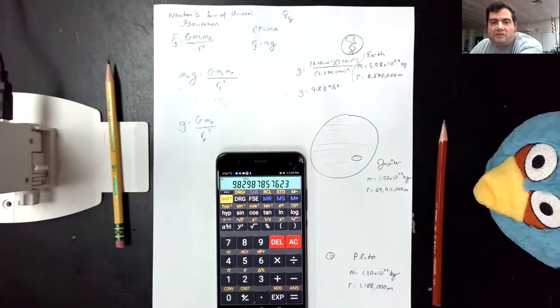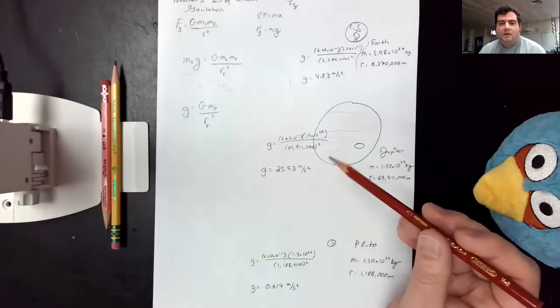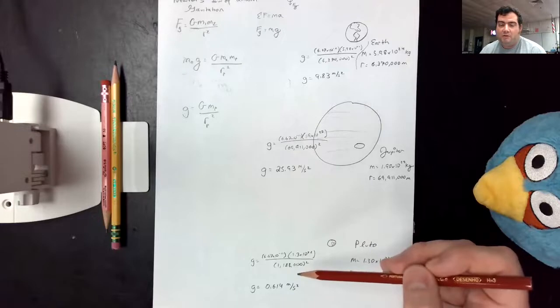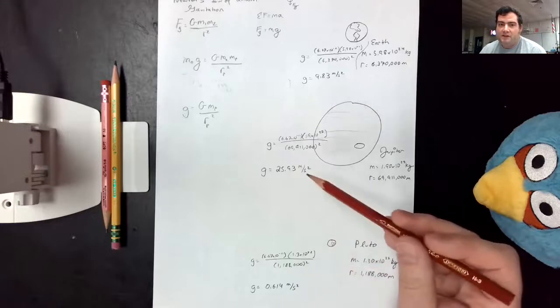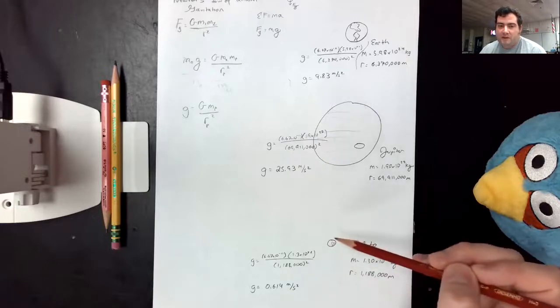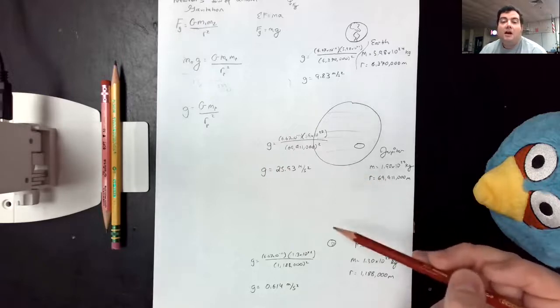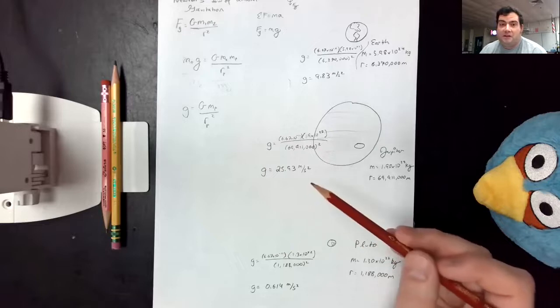So let's do it now for Jupiter and for Pluto, and we'll see how these values are different. Obviously we see a much larger value for the acceleration of gravity for Jupiter and a much smaller one for Pluto. So objects brought near the surface of these planets, Jupiter doesn't really have a surface, but near its outer radius, will experience accelerations like that.